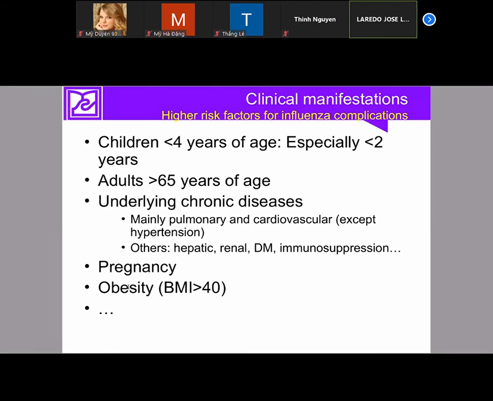The general rule is that people with influenza suffer a mild disease. Some people have higher risk to develop complications of influenza. For example, small children, or the elderly, or people with chronic diseases, or pregnant women, or obese people, and others. So these groups of people may suffer severe complications. So vaccination is mainly recommended for them.